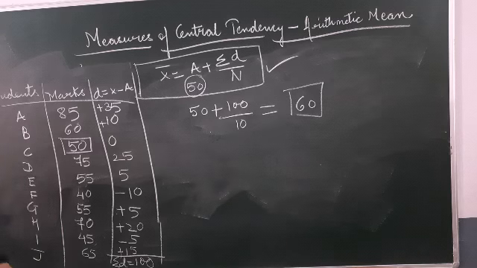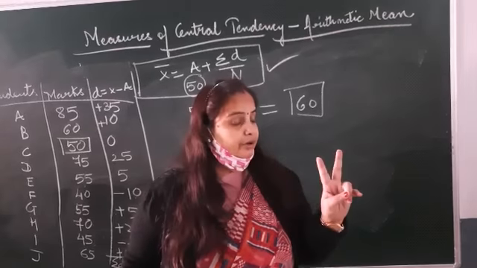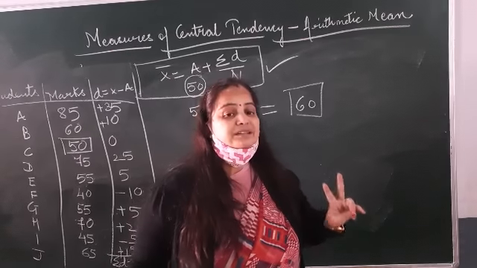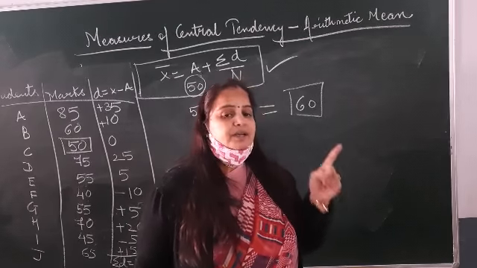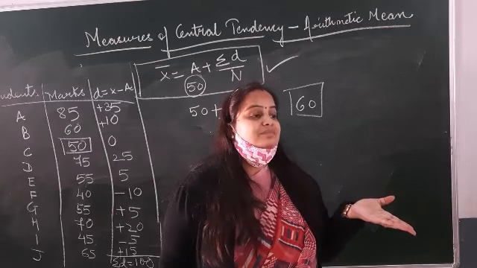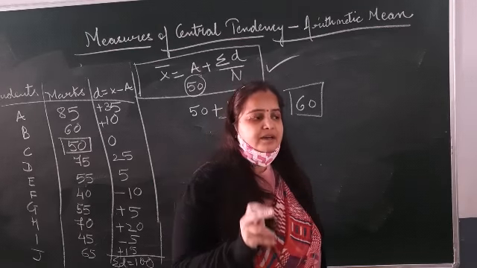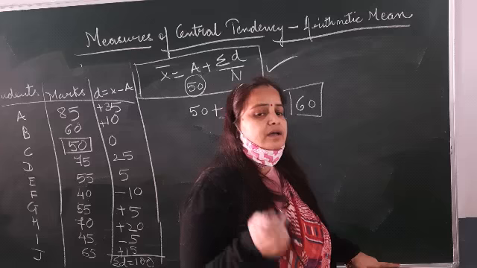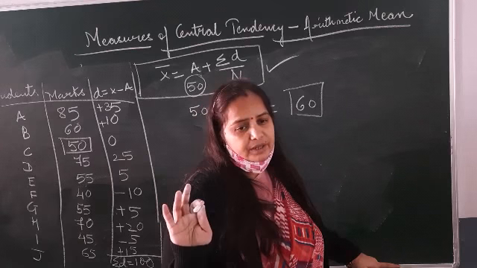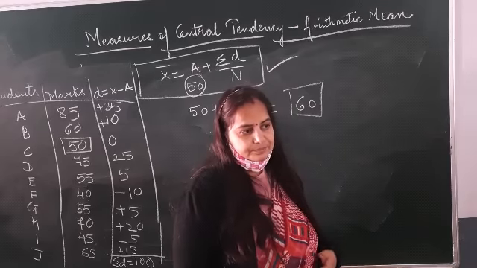The step deviation method we are going to start tomorrow. Today, only for today, we have studied two methods. Which methods we have studied? Arithmetic mean, individual series. First method was the direct method. Second method was the shortcut method. Tomorrow, first period, again we are going to study which method? Step deviation method. Okay? No doubt in this?